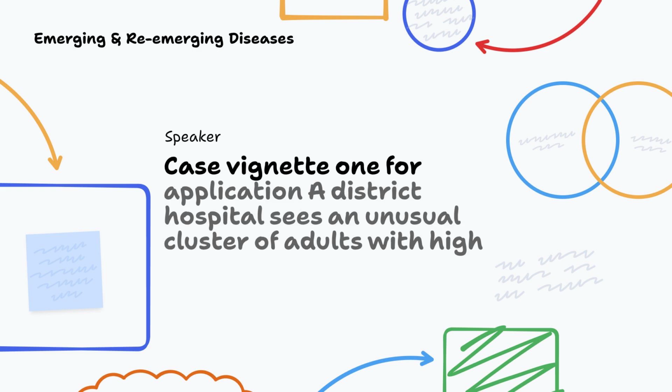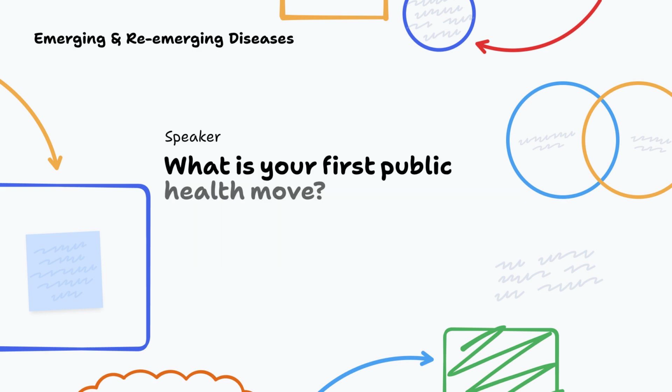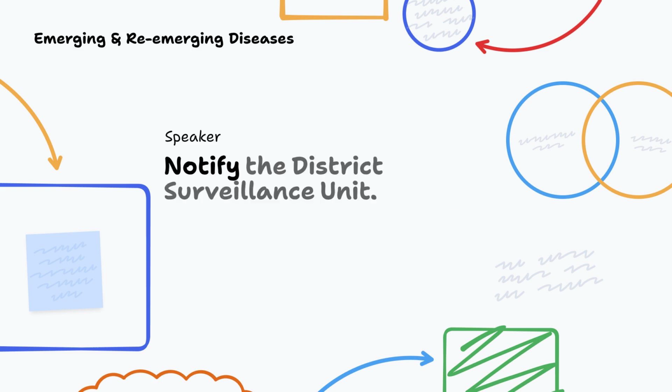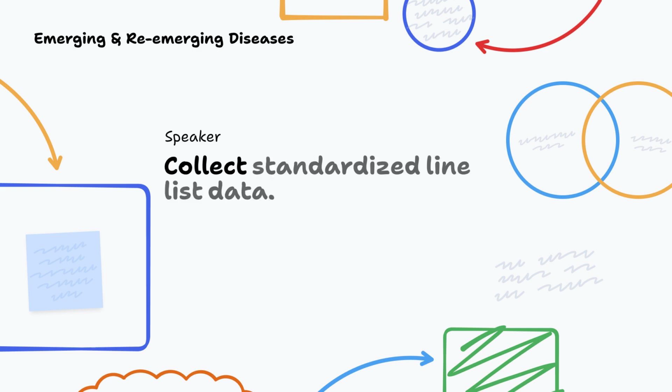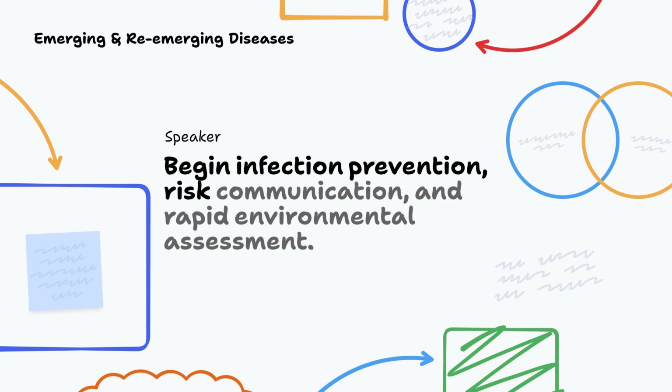Case Vignette 1 for application. A district hospital sees an unusual cluster. Adults with high fever, severe myalgia, and bleeding gums over 3 days. No travel history. What's your first public health move? Activate surveillance and verification immediately. Notify the district surveillance unit, collect standardized line list data, secure specimens with biosafety, and alert the state lab. Simultaneously begin infection prevention, risk communication, and rapid environmental assessment.